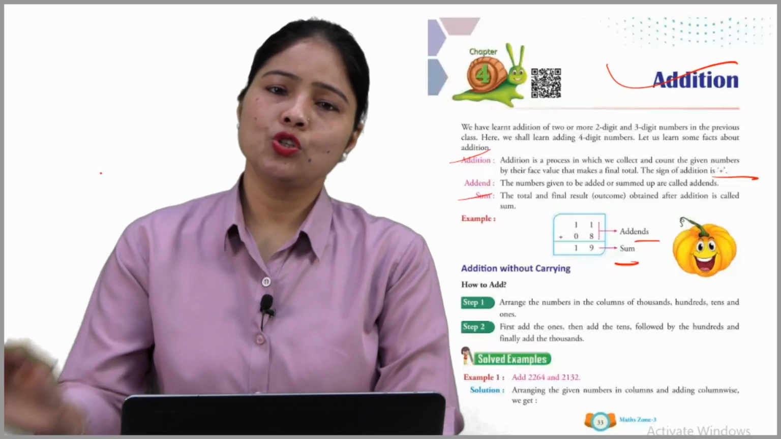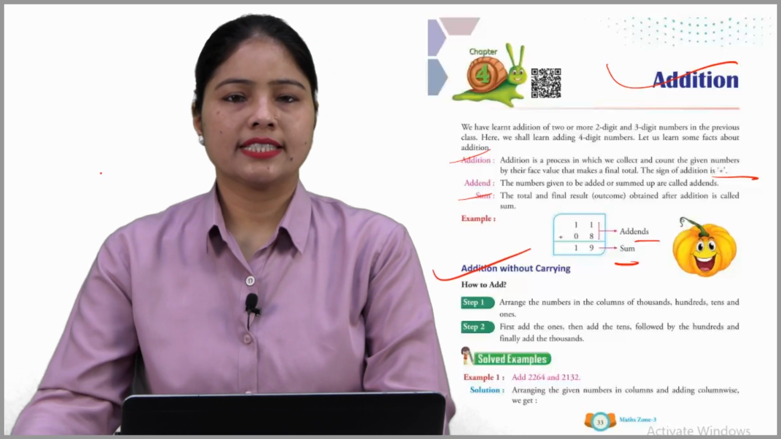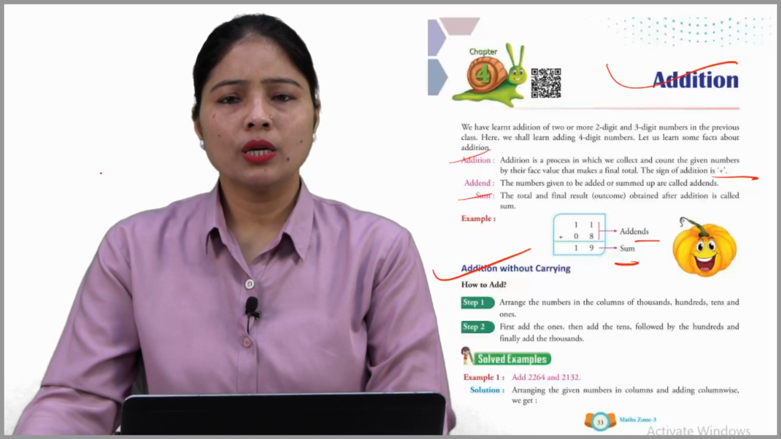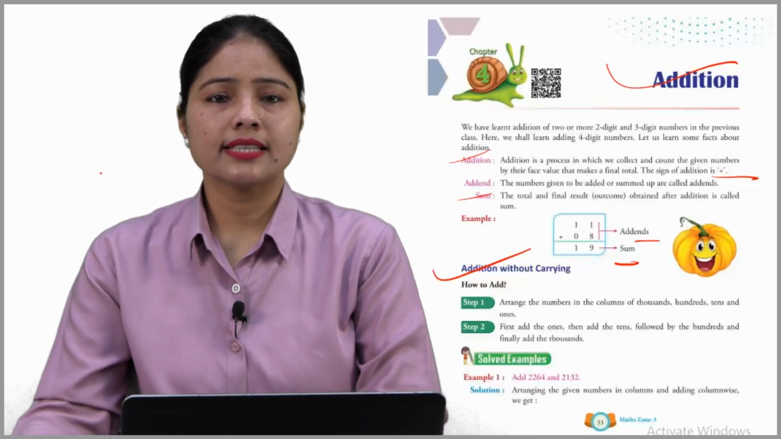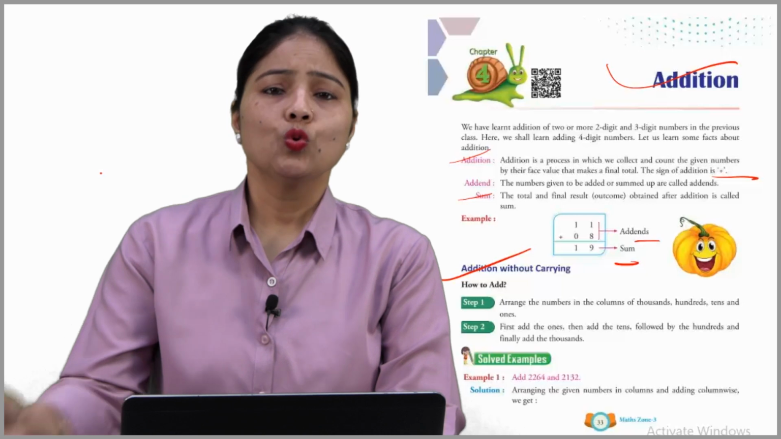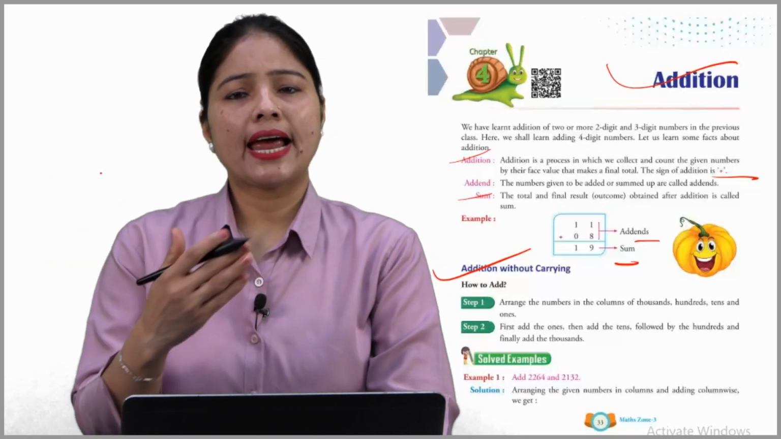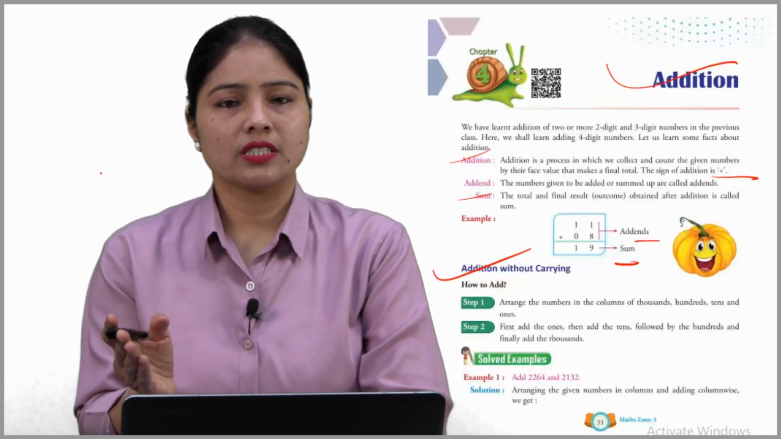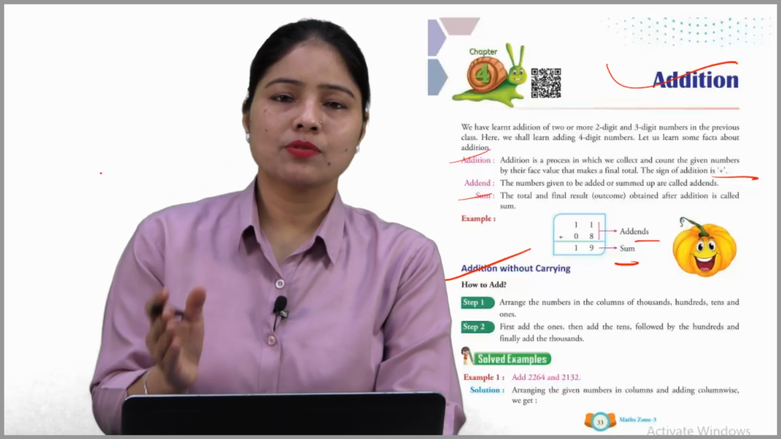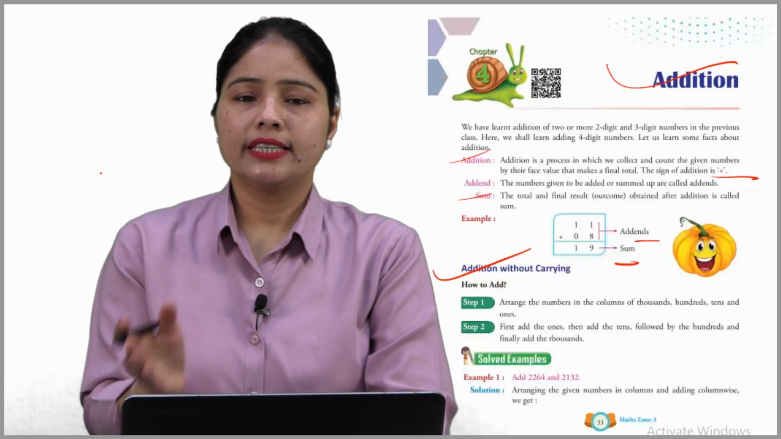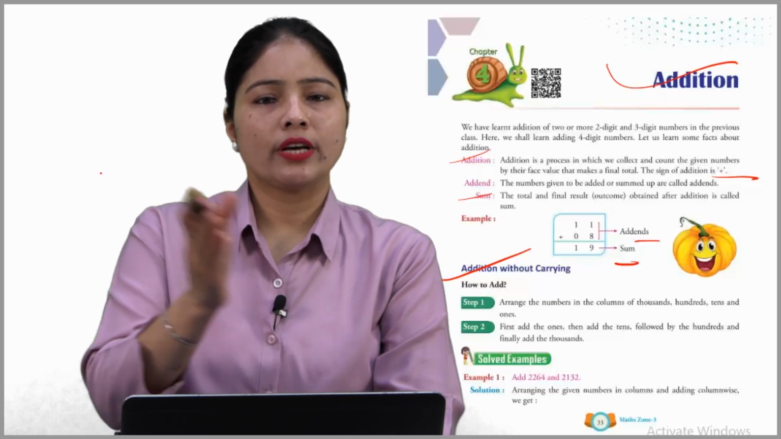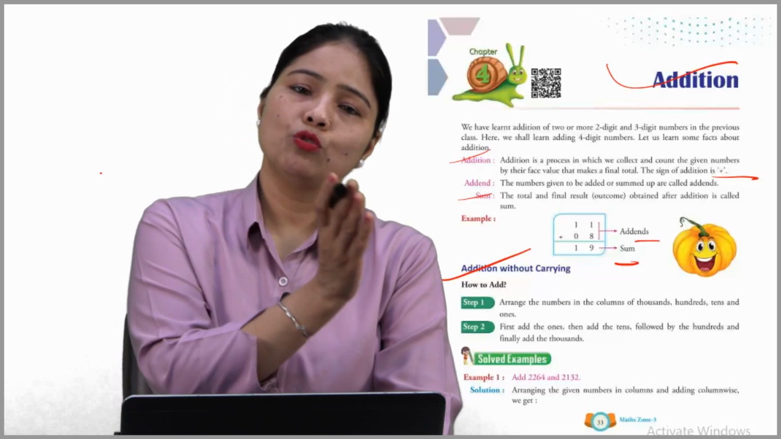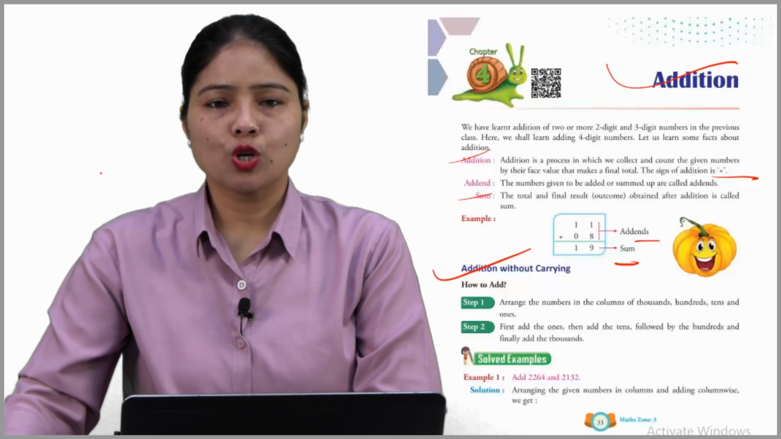So additions without carrying. Let's learn about that. How to add? Step number 1: arrange the numbers in the columns of thousands, hundreds, tens and ones. Step number 2: first add the ones, then add the tens, followed by the hundreds and finally add the thousands. Okay, so these are the steps. By this you have to solve कि कैसे आपको addition करना है. पहले आपको arrange करना है, फिर ones की place, then tens की place, 100 की place and then move on to 1000 place.